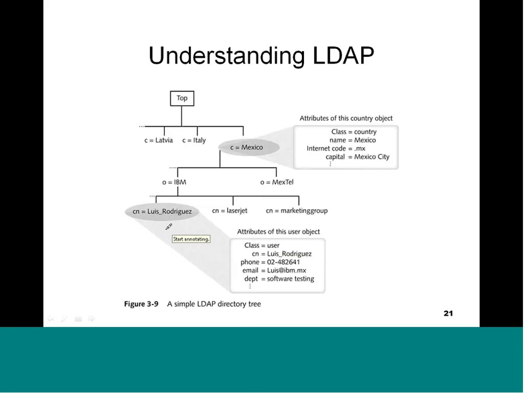Essentially then it's various people under various people, various groups. For example, here there is a CM named Luis Rodriguez, and another CM is LaserJet, and then the third one is a marketing group itself. And then from there, you can go further down the hierarchy. As I mentioned, you can have all the 256 levels of logic, and everybody is also trained in those kinds of things.